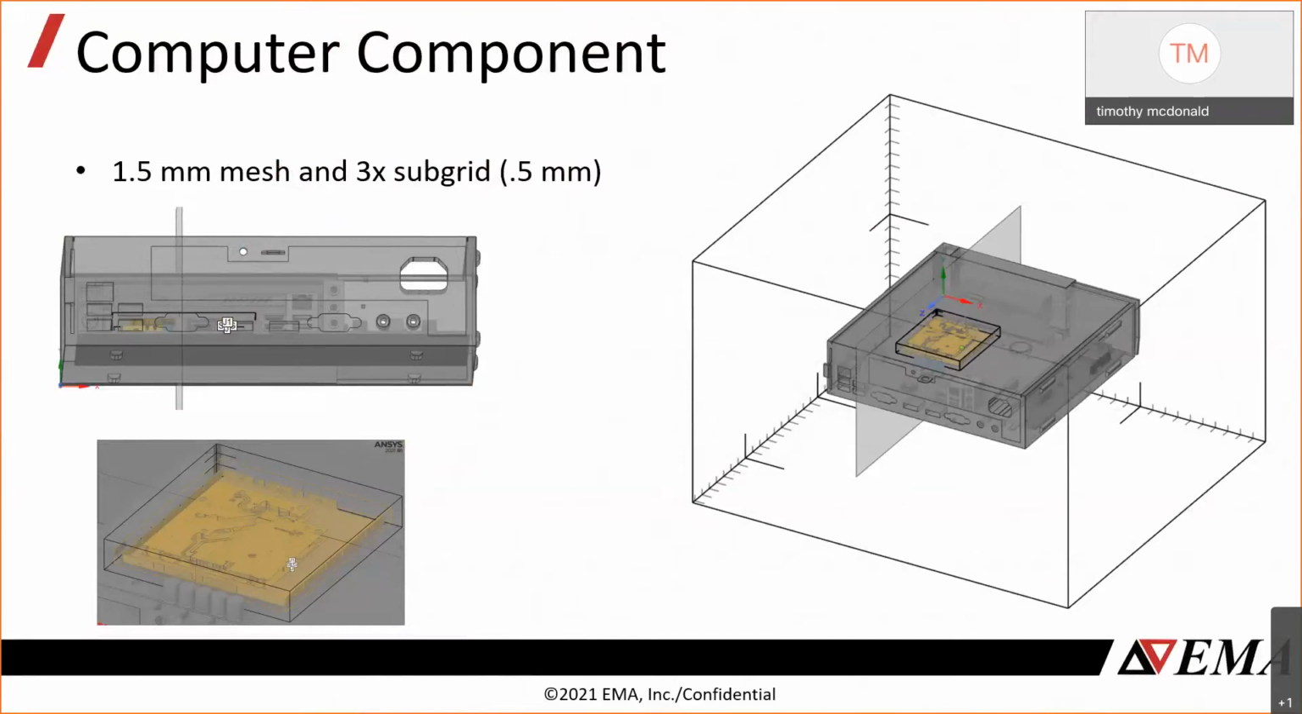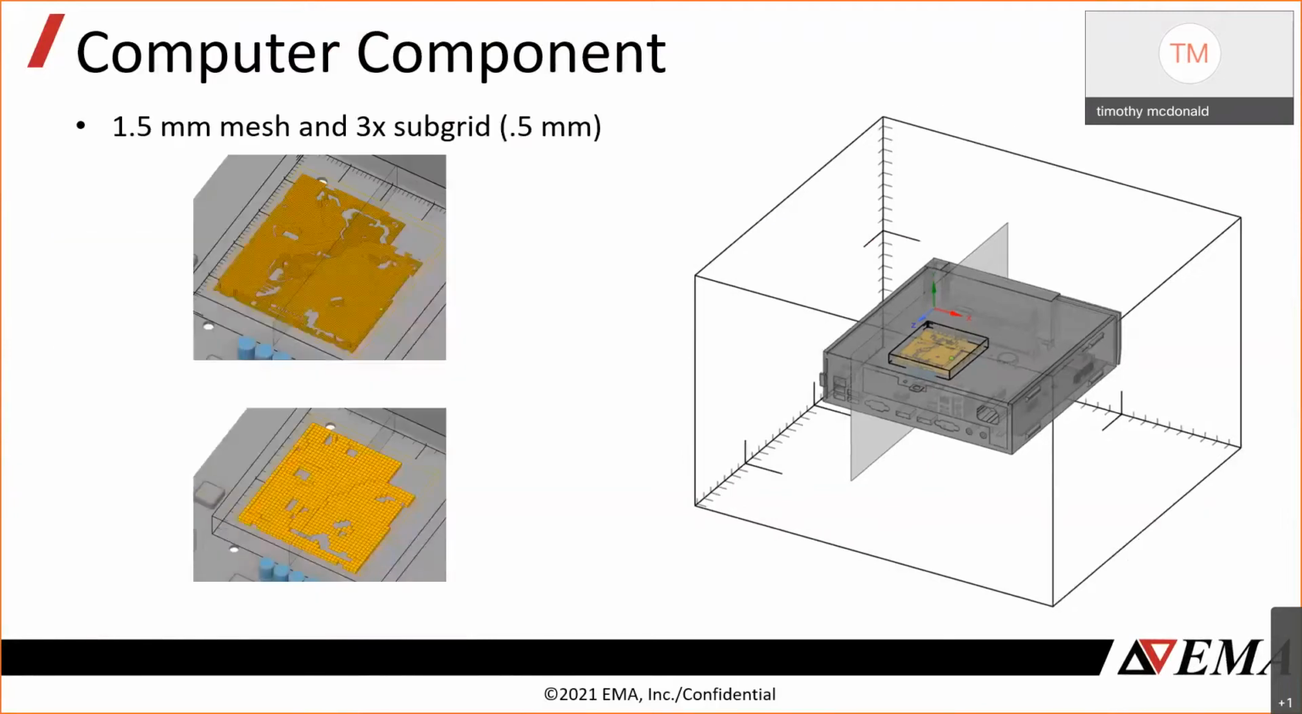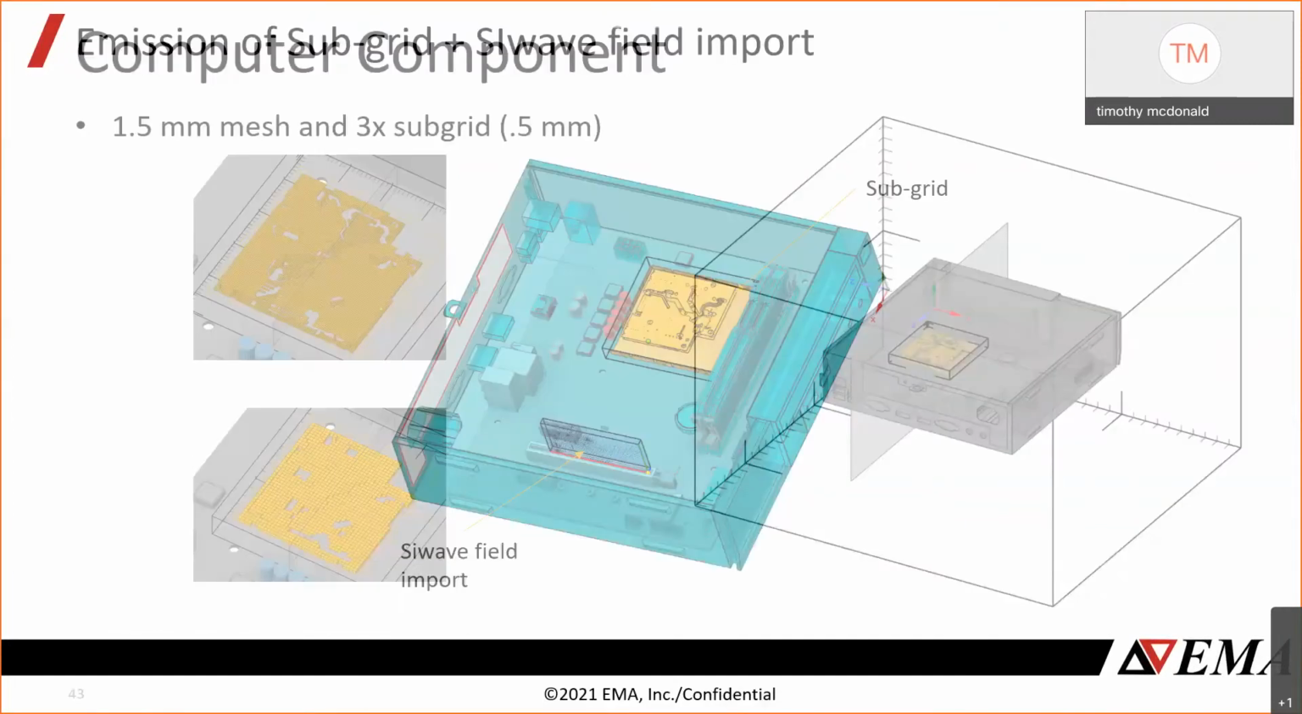For the enclosure, we're going to use a 1.5 millimeter mesh size, and then for the subgrid, we're going to use a 0.5 millimeter for it. That'll help us be able to resolve some of the features of that PCB. So you can see the PCB in the top frame is meshed with a higher resolution mesh. The lower case would have been if we used the 1.5 millimeter mesh on that particular component.